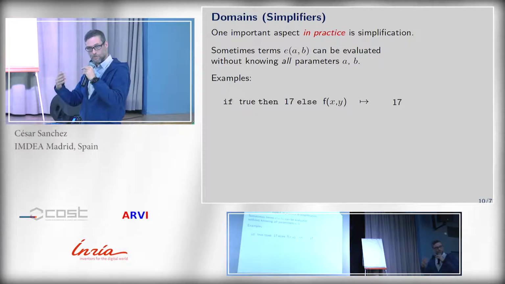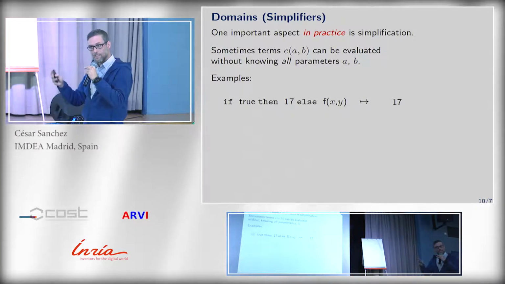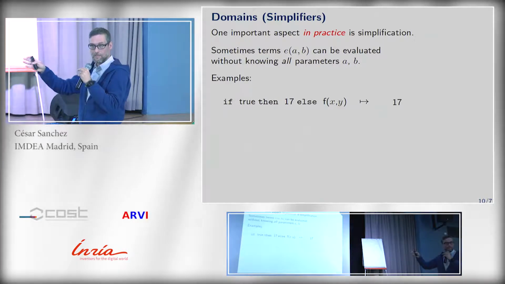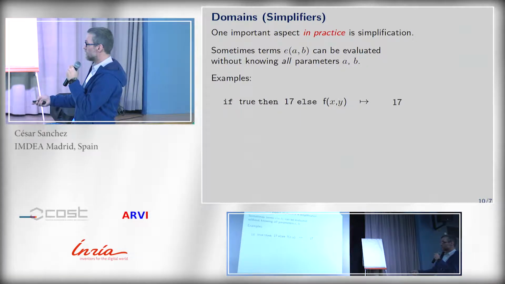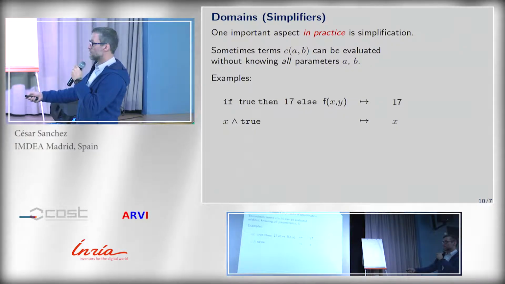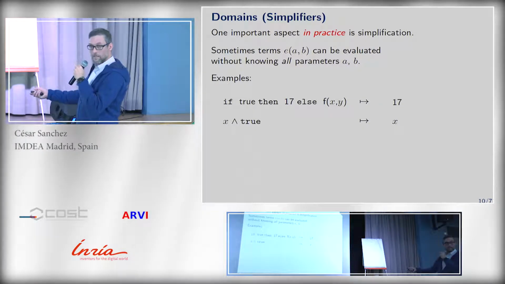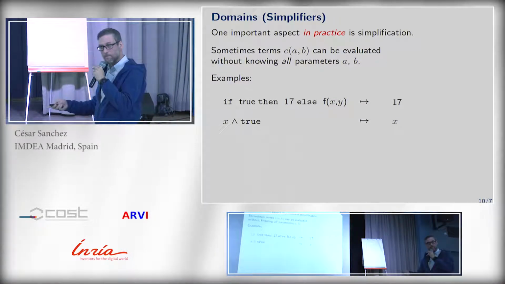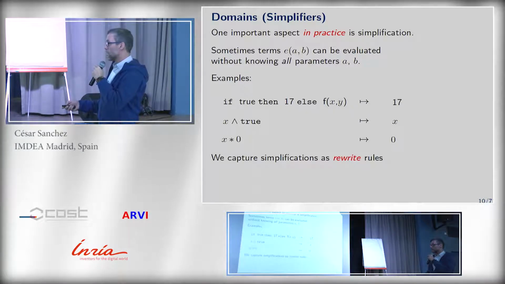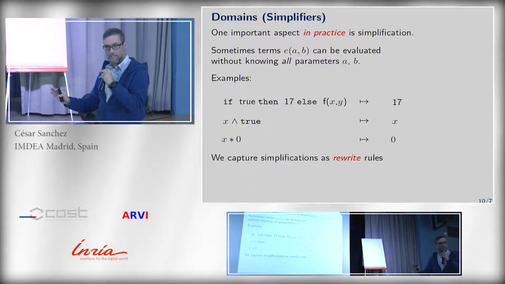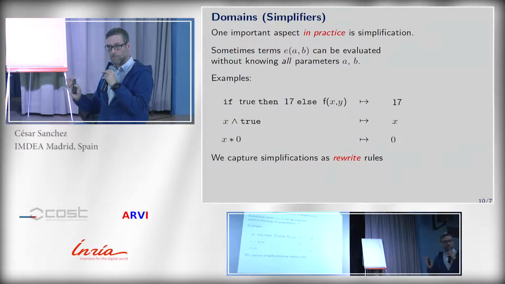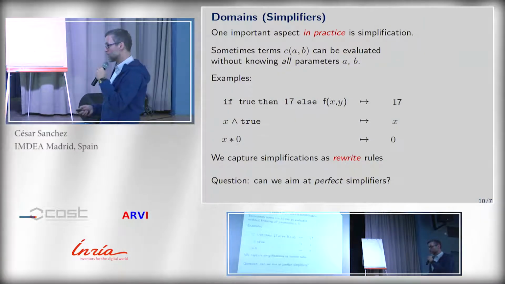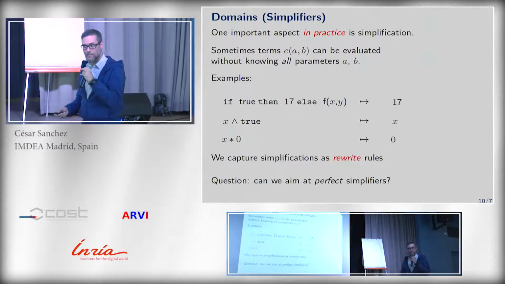But in terms of how you do the evaluations, you will have a term with a variable on the right-hand side that happens to have a true on the left-hand side connected with an or. So you use the simplification, something like this, right? And you would simplify. Well, in this case, it would be, say, x or true, and you will have true. So we capture the simplifications typically in stream runtime verification as a collection of useful rewrite rules in your domains. Question to the audience: can we aim at perfect simplifiers?